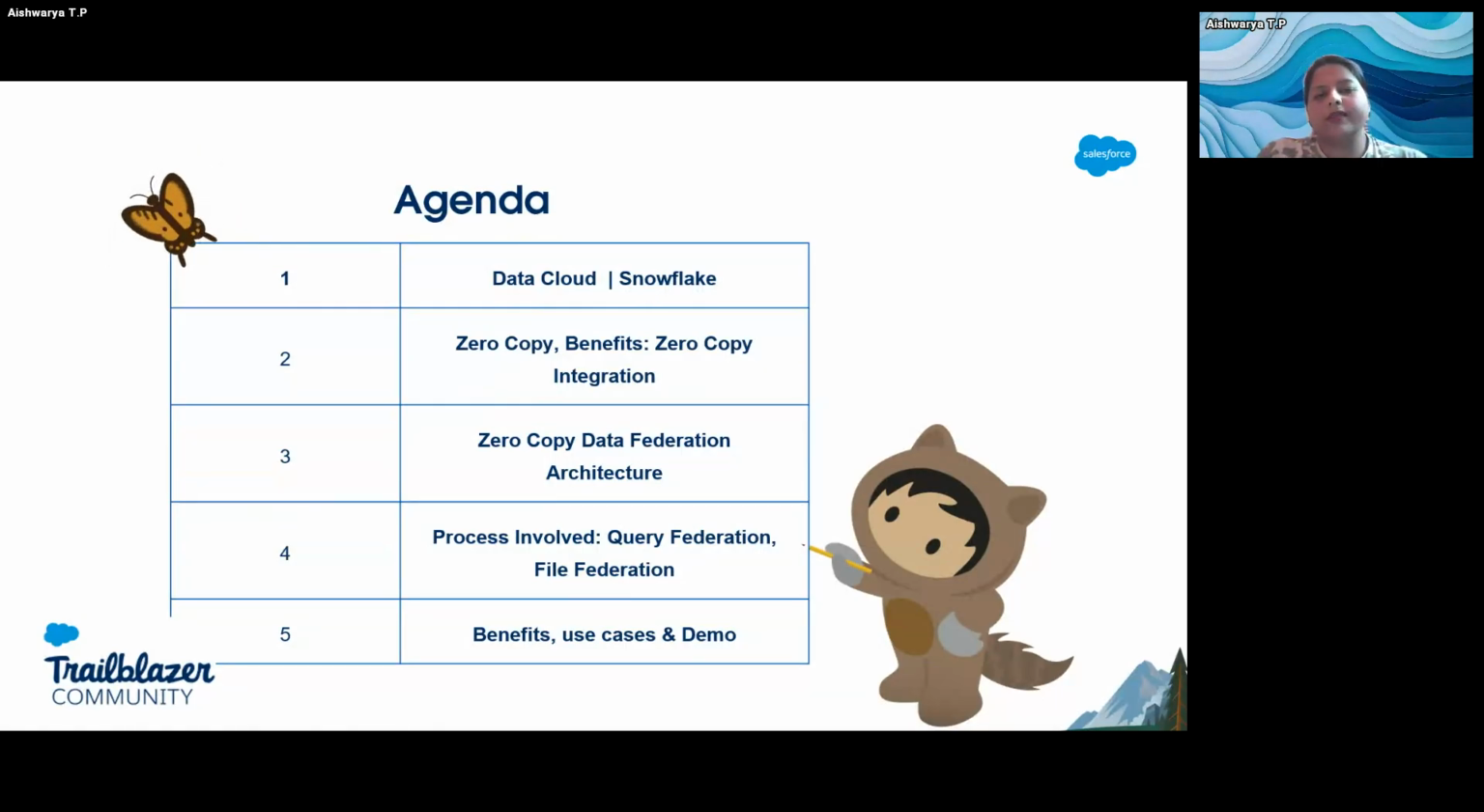And today's topic we'll be discussing is Data Cloud with Snowflake. First we'll start with the introduction, how Data Cloud is different from Snowflake, and why Data Cloud and why Snowflake, those types of things. Then we'll get into the actual topic, that is zero copy. What is zero copy, and what are all the benefits related to zero copy integration, and then zero copy data federation architecture. Then in data federation, we have two concepts, query federation and file federation. We'll discuss that. And then we'll finally conclude with some use cases and maybe some questionnaire and a demo related to these two concepts, query federation and file federation.